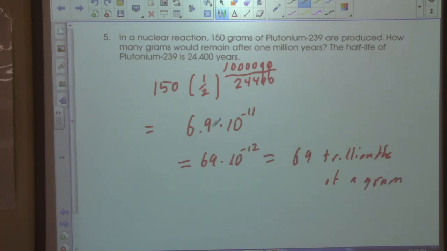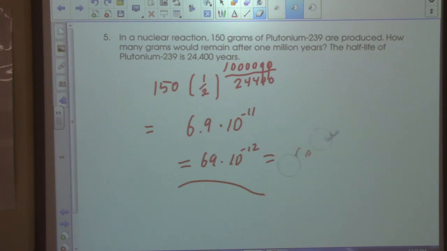You understand those numbers, those really small exponents from chemistry? Does that make sense to you? Okay, good. 69 trillionths of a gram, very small. But with radioactive dating, they can actually detect very tiny amounts of radioactive substance with Geiger counters to figure out what's going on.